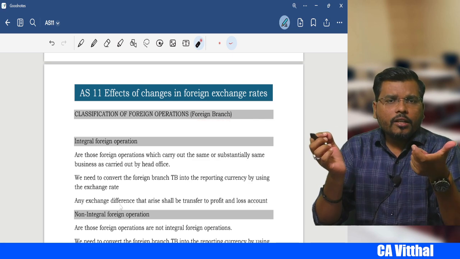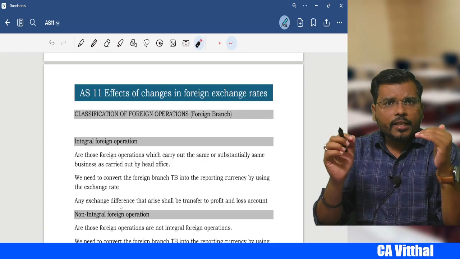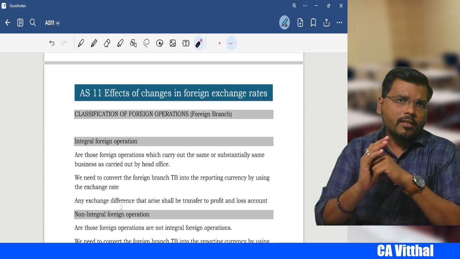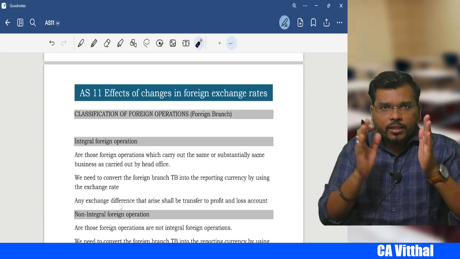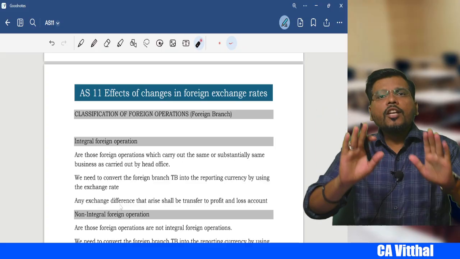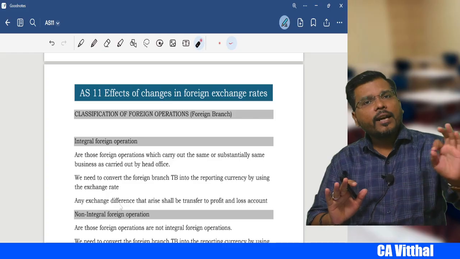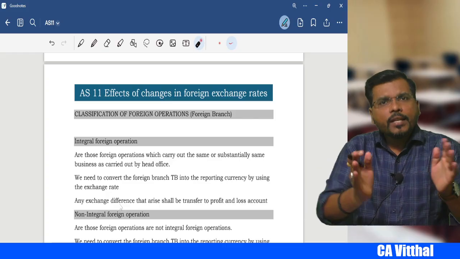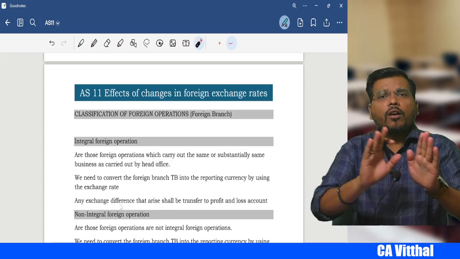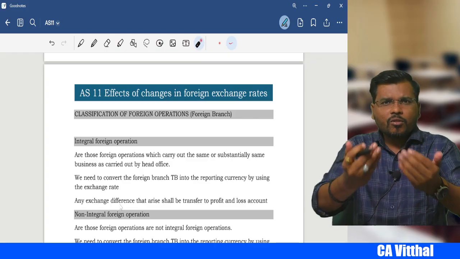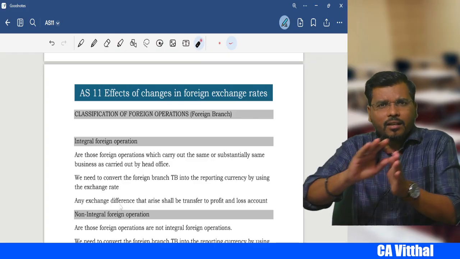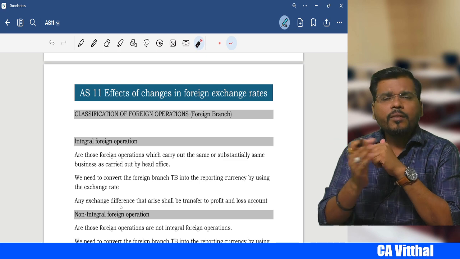So there are two types of branches: one is called integral and the other non-integral. An integral foreign branch means a foreign branch which carries the same or substantially the same business as carried by the HO. Whatever business the HO is doing, the same business the branch is doing, we call it an integral foreign branch. Non-integral means one which is not integral, which carries on other activity than the HO, right?